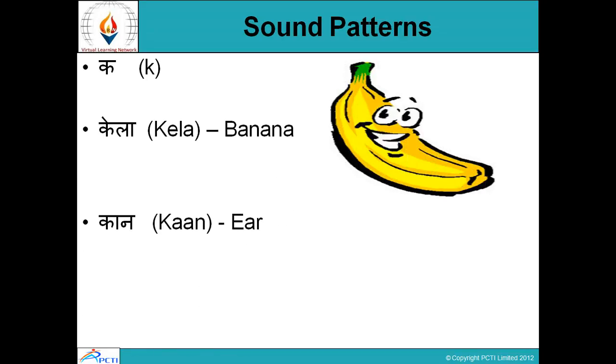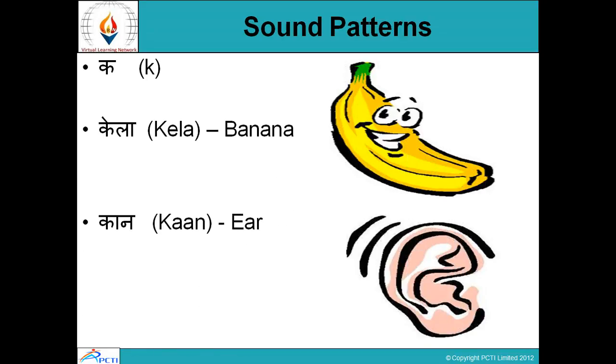Few more sounds with K. Next is Kela. Kela is banana. It's a yellow color fruit. It gives you vitamins, proteins. Very nutritious fruit. It's called banana. In Hindi we call it Kela. It's a sound of A. Kela.